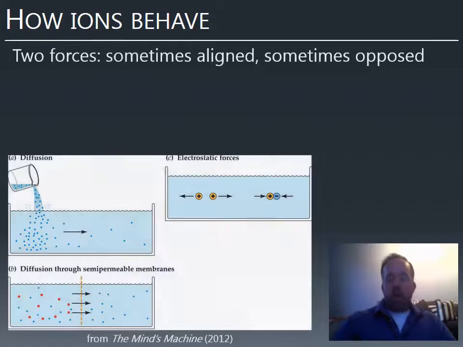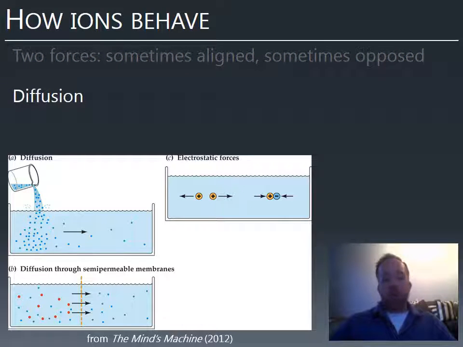So how do ions behave? Why are ions important for our discussion today? Well, ions have two forces that are acting on them around a neuron, or anywhere, but today we care about neurons. Sometimes these two forces are aligned, sometimes they're in opposition, and the ions find sort of a balance point between these two forces. So the first of the forces is called diffusion.